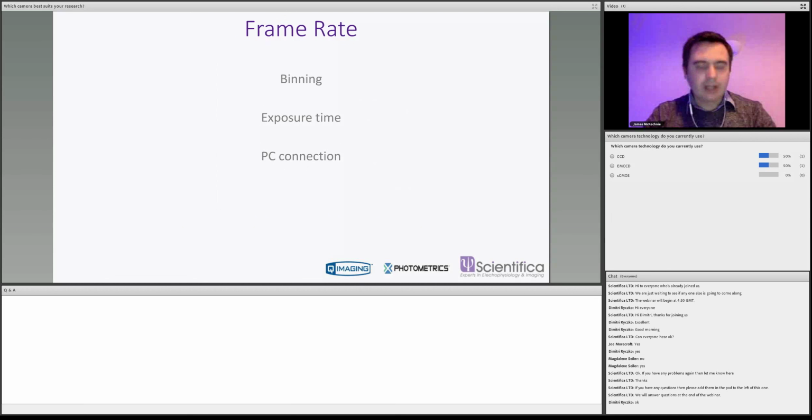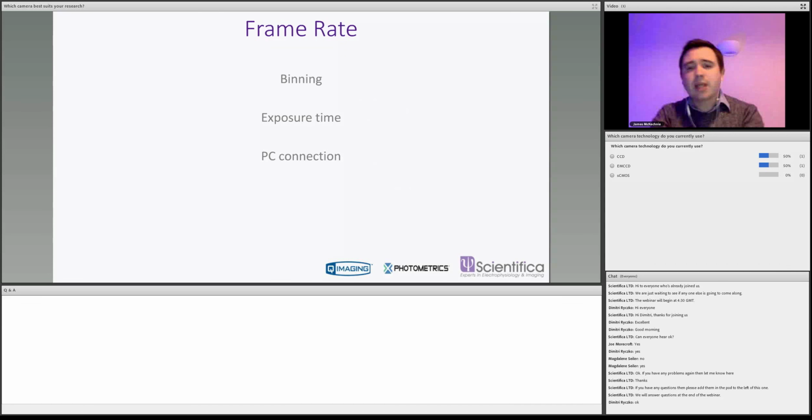And I speak about speed, and we talk about frame rate. And frame rate can be improved in a number of ways. It can be improved by binning on CCD cameras. It can be improved by just taking a smaller area of your chip. If you want to look at a smaller area of the chip of your field of view, then by taking that smaller area, you can start to speed up your camera. The biggest one, though, is normally just by decreasing your exposure time.